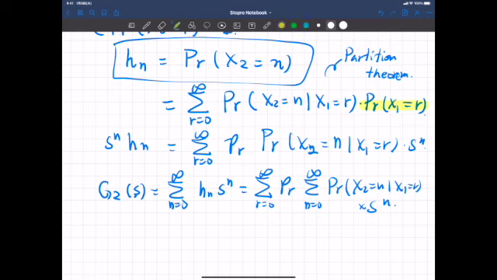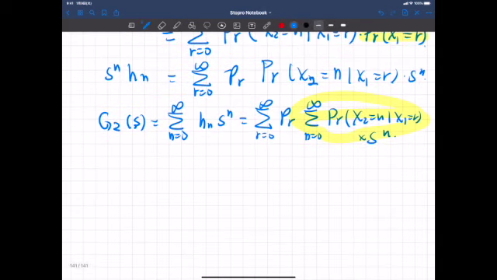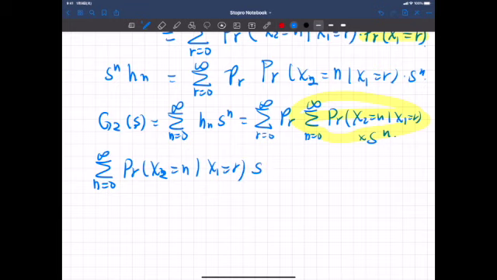So how do we calculate this part? This part is actually a conditional expectation value of s to the power of n. So this is the probability X2 equal to n given X1 is equal to r, times s to the power of n. This is the expectation value of s to the power of X2 given that X1 is equal to r.